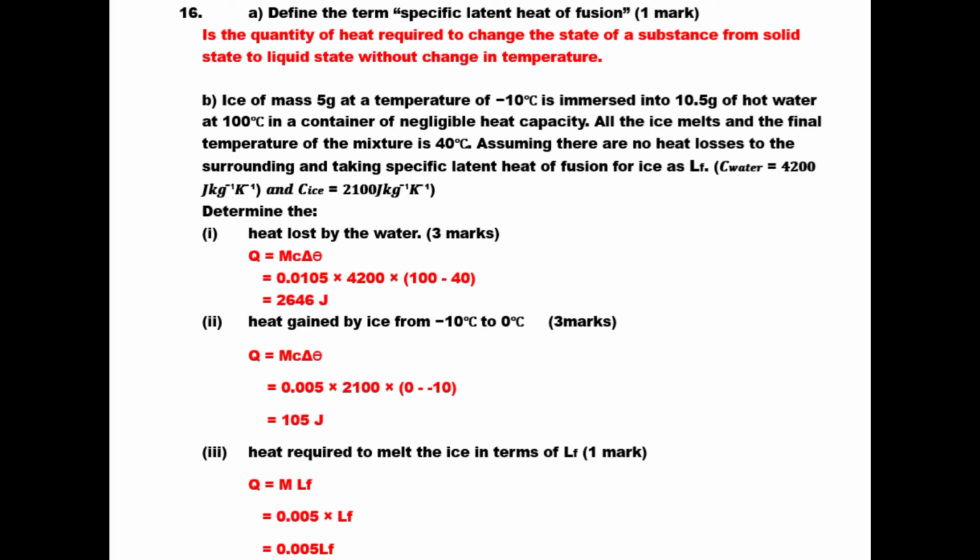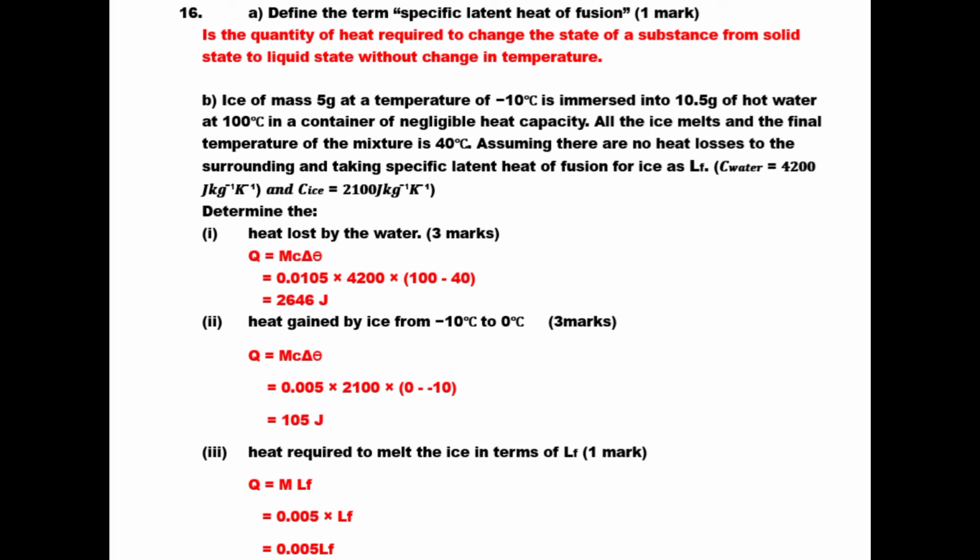Roman 2, heat gained by ice from -10 to 0. Because there's a change in temperature, heat will be given by mc theta again for ice. So the mass of ice is 5 grams, so it will be 0.005 in kilograms. Specific heat capacity 2100. Change in temperature is 0 minus -10, and that gives you 105 joule.